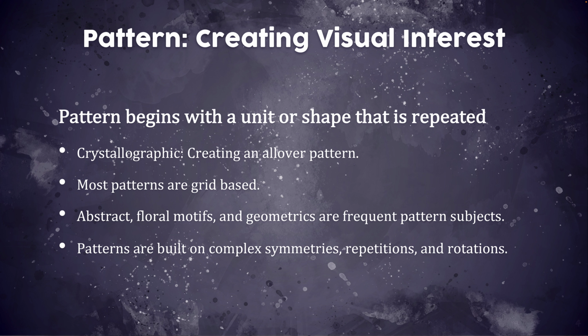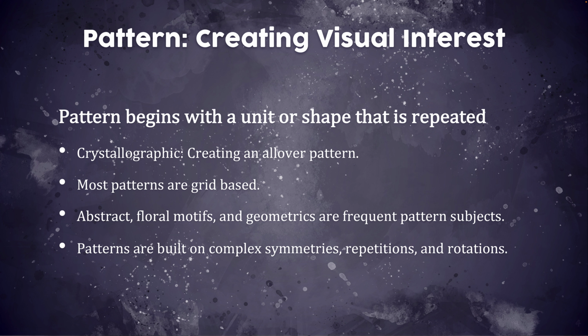So basically, pattern is creating some sort of visual interest. How do we create that visual interest? A pattern can begin with a unit or a shape that's repeated. And these units or shapes can be a variety of different patterns, not limited to this, but crystallographic, so creating an overall pattern or an all-over pattern. Most patterns are grid-based in some sense, right? Since it's a repeating shape or repeating unit, we naturally form grids to repeat these patterns.